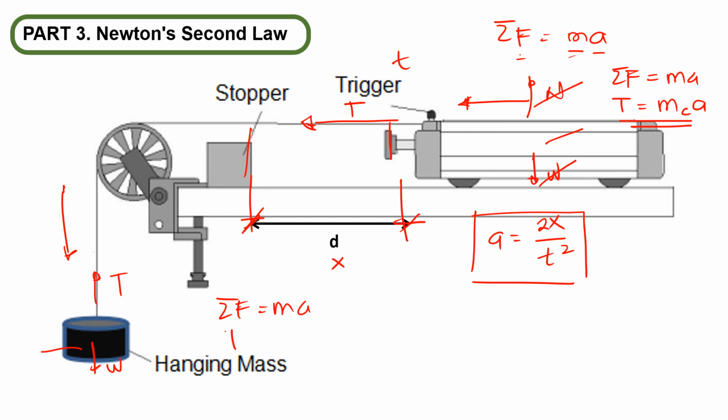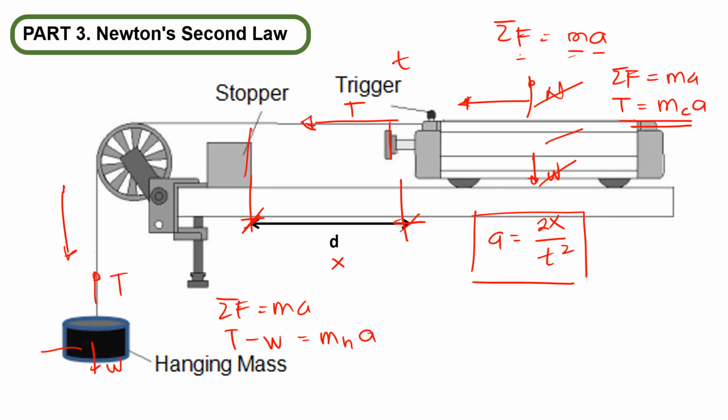Tension is going upward, so this is positive. Weight is going downward, so this is negative. This is equal to the hanging mass, let me use mh, multiplied by acceleration. The tension here actually is the same. The tension from the cart is also the tension on the hanging mass, so they are equal because they are attached by one string.